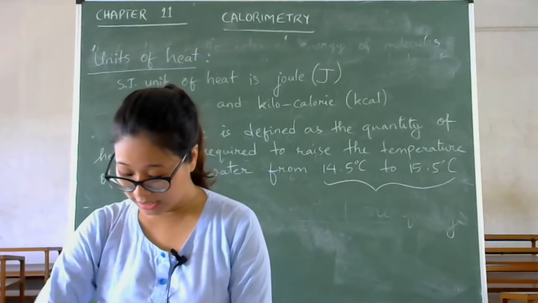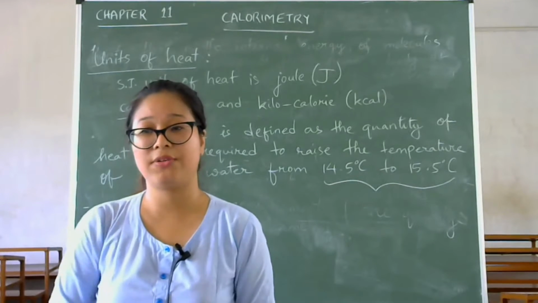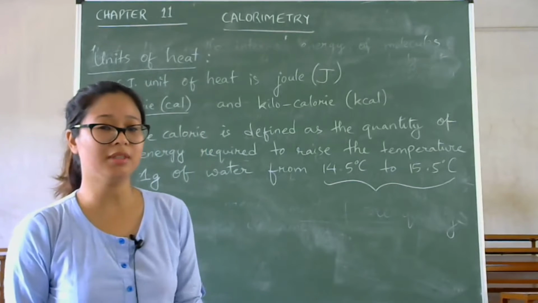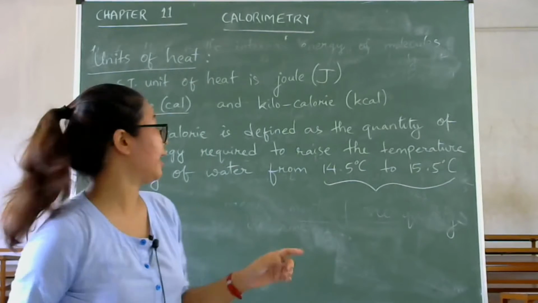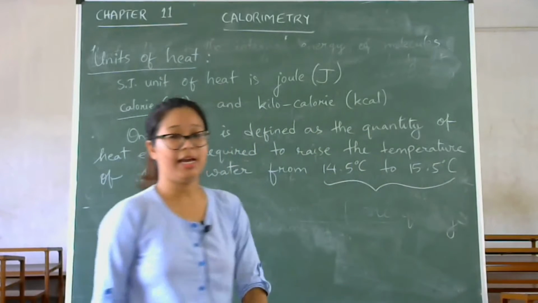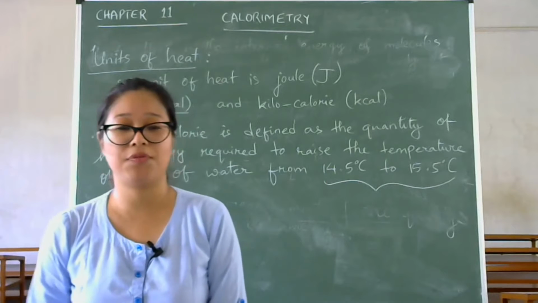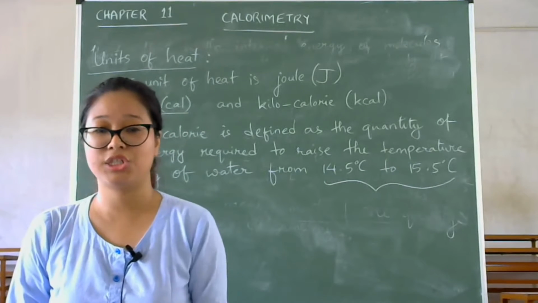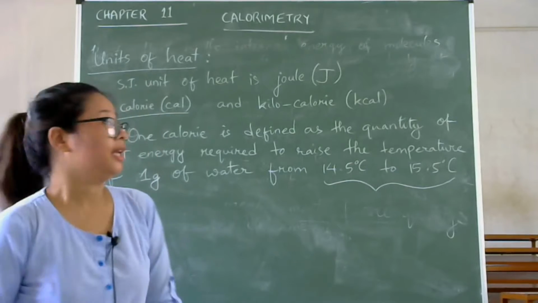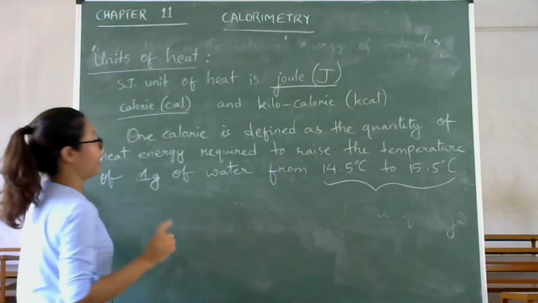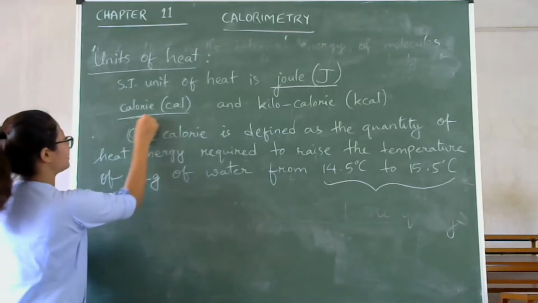Okay, so this is calorie, and this calorie is a smaller unit of heat, and the bigger unit of heat we have is kilocalorie, which is written as kcal. And this unit of heat is generally used to measure the energy value of foods. Now, the SI unit of heat is joule, and we have another unit that is calorie.